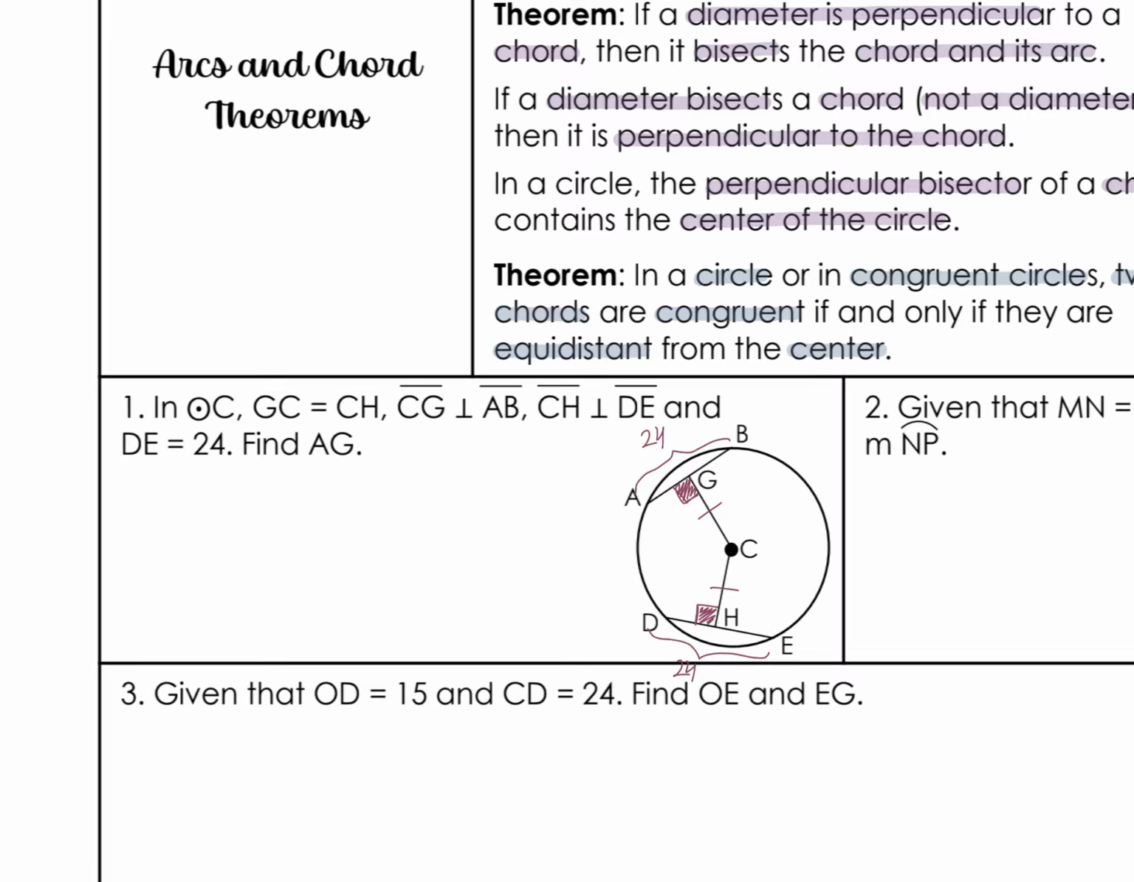And since we know that CG is perpendicular to that AB segment, that chord, and since it is going through the center, we are able to say that it should be a bisector of that chord. And so therefore, to find our AG, we can just take that 24 divided by 2 to get 12.